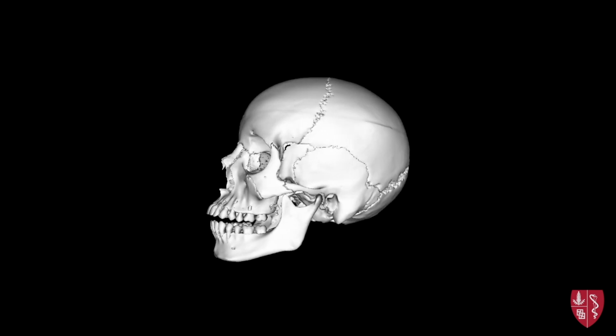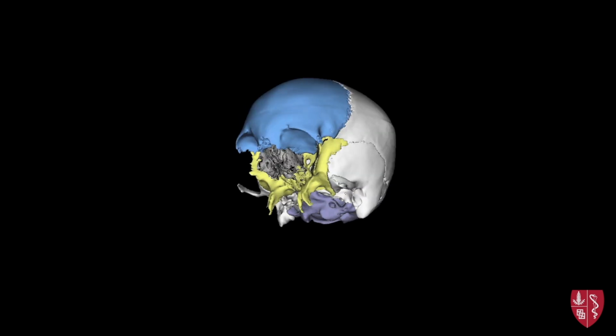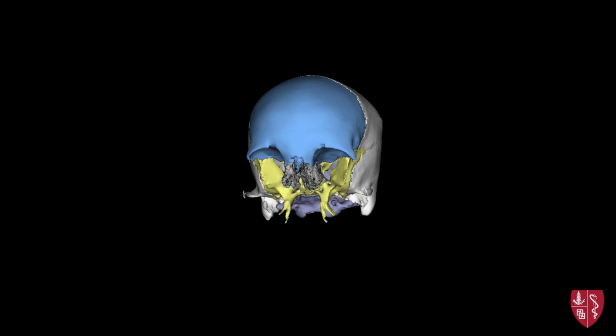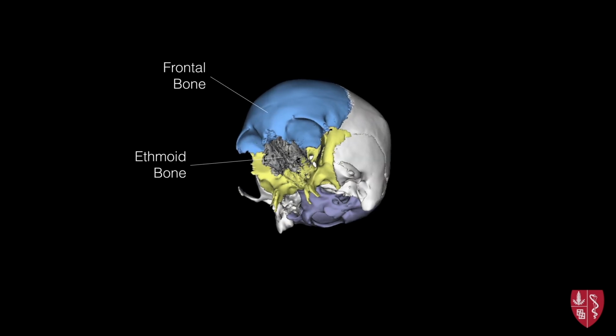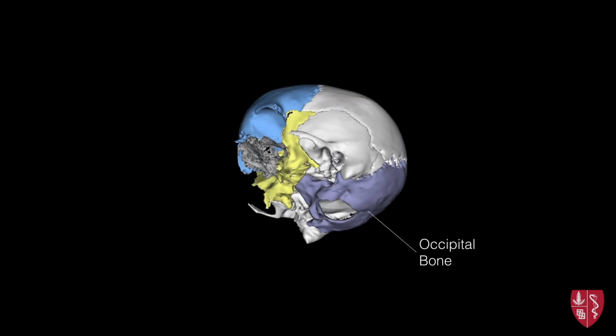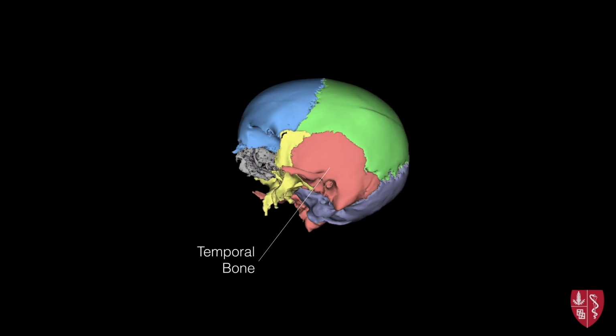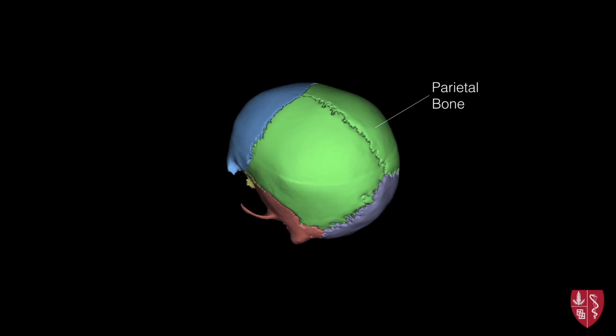The neurocranium or brain case consists of 8 bones, 4 of which are singular and in the midline, beginning anteriorly with the frontal bone, the ethmoid bone, the sphenoid bone, and the occipital bone, and 2 sets of bones occurring bilaterally as pairs, the temporal bones, as well as the parietal bones.